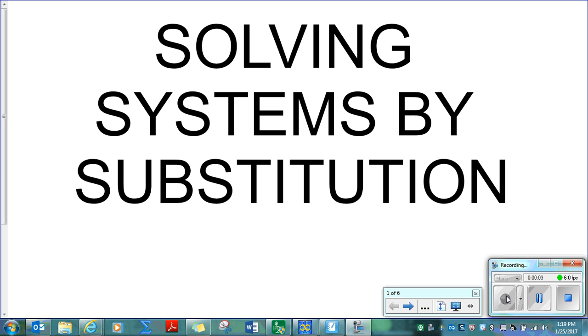Hi guys, welcome back. We're going to do another lesson concerning systems of equations. The only difference that we're going to do today is that instead of learning by graphing, we're going to learn by substitution. So we're going to solve it using algebra rather than a graph. Okay? So let's go ahead and get started.